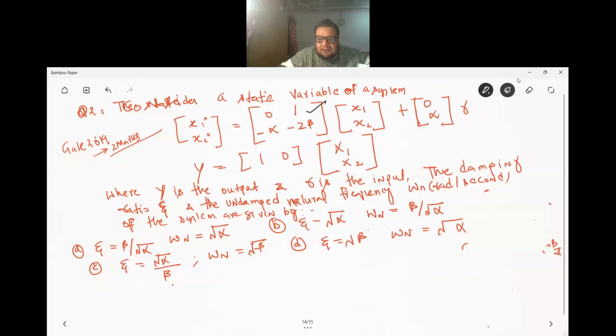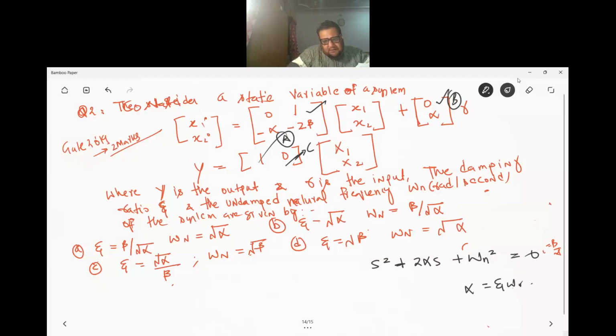So immediately I come to know this is my A, correct, this is my B, this is my C. Now the D value is not mentioned, and here they have asked me to get the value of alpha, beta and omega. I know for a second order system the equation is s² plus 2 alpha s plus omega n², equal to 0, where alpha is nothing but zeta into omega. This is the standard equation for the second order system: s² plus 2 zeta omega n s plus omega n² is equal to 0.